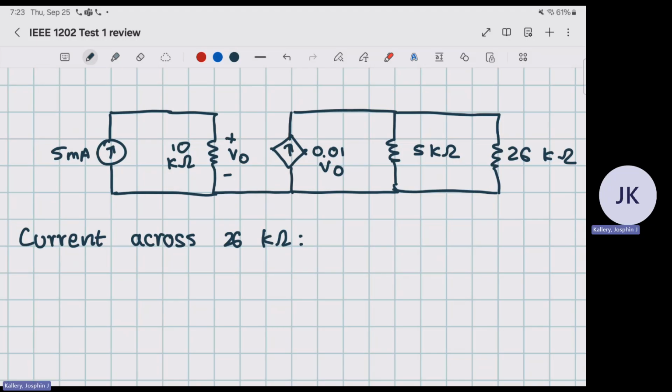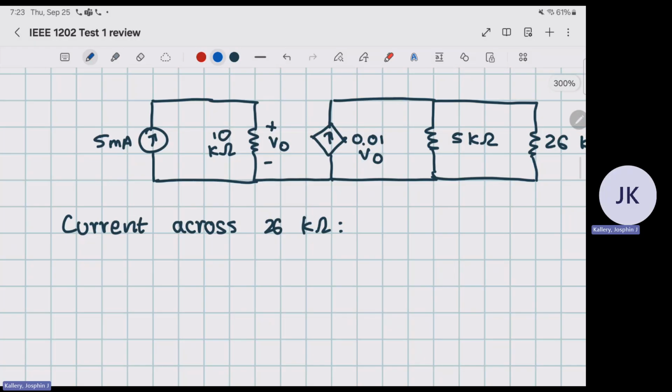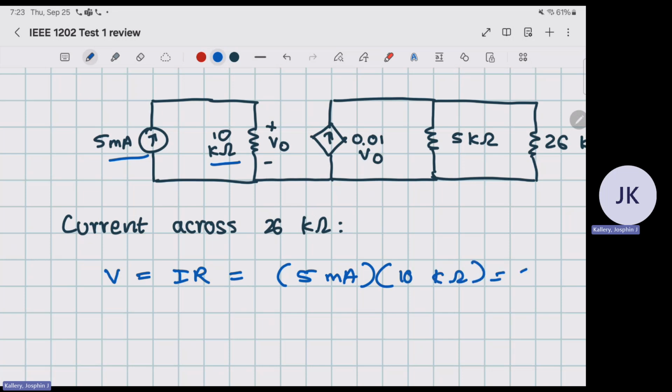We first want to find out what VO is. With VO, we have this resistor, we have the current. So remember V equals IR, that's Ohm's law. So we have 5 milliamps times 10 kilo ohms. That will give us 50 volts.